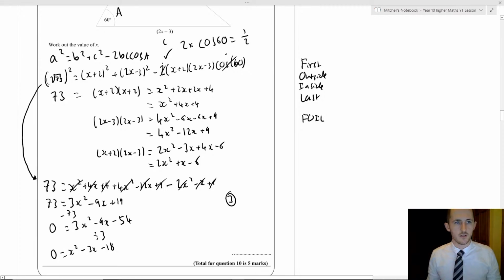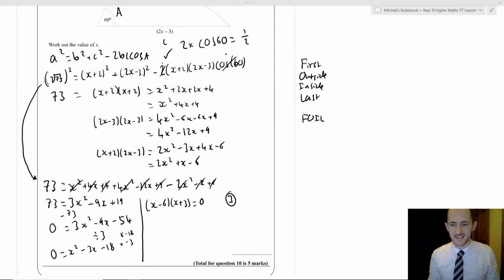And then all we need to do is shove that into brackets, right? So what we have here is we want 2 numbers that times to negative 18 and add to minus 3. I can think of minus 6 and plus 3. So x minus 6, x plus 3 equals 0. So my values of x are x equals 6 or x equals minus 3. Up to here, I've now got 4 marks. Good. Well done. Nice one, Evie.